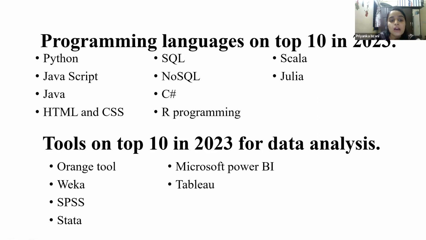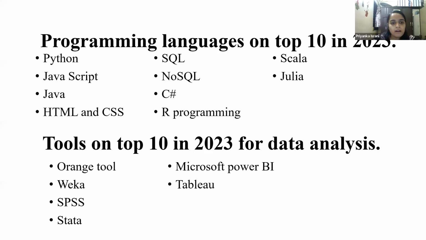That is, NoSQL plays a role there. So Hadoop, that is a big data platform where you can store your large amount of data. Then C# is for developing websites. R programming is basically for data analysis. To analyze the data, R programming plays a very good role. Then Scala, Julia, these are again part of programming languages.